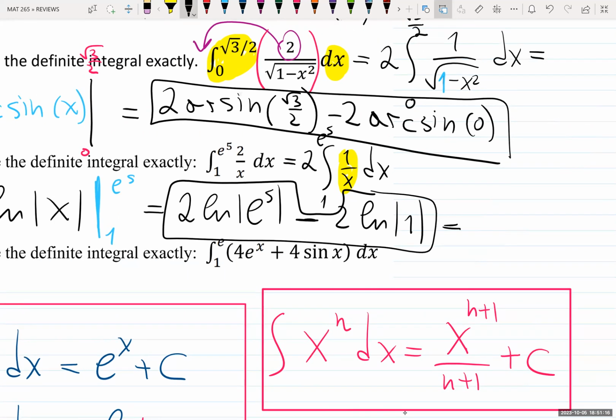But you could simplify. ln undoes e because they're inverse functions to each other. ln of e is 1, raised to the 5, then it's just 5. Remember that 5 goes down when it comes to ln. So it's going to be 2 times 5 minus 0, because ln of 1 is 0. e to what power gives you 1? 0. So the answer is 10.